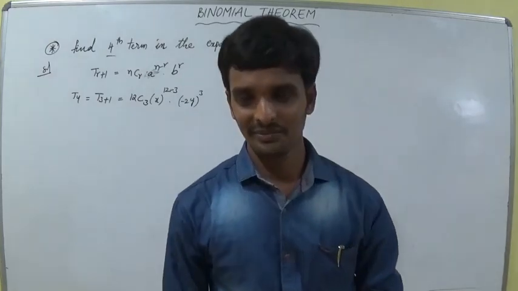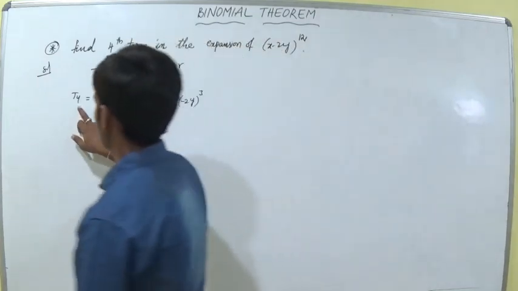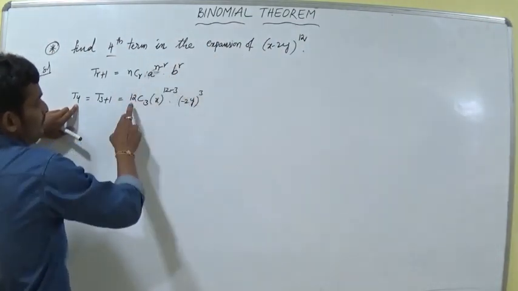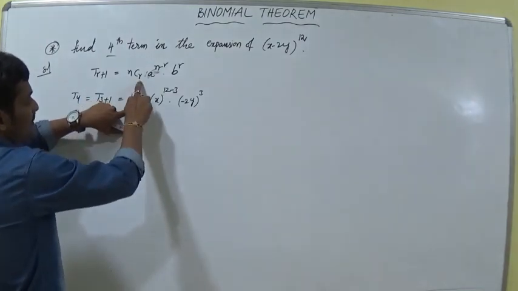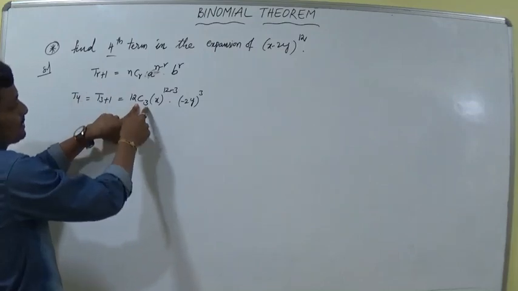Did you understand that? So here T4 is equal. First of all, n value is 12. I am writing 12C r, where r value is 4 minus 1, which is 3.